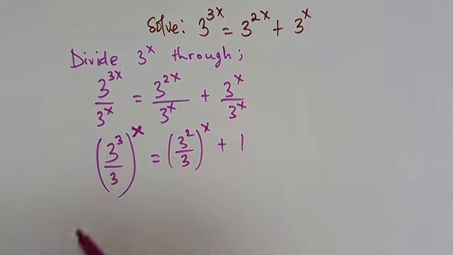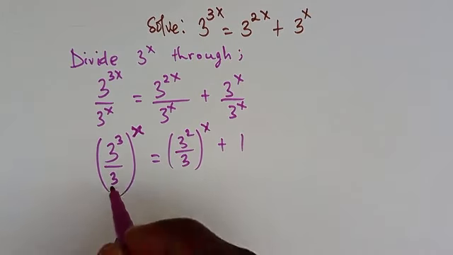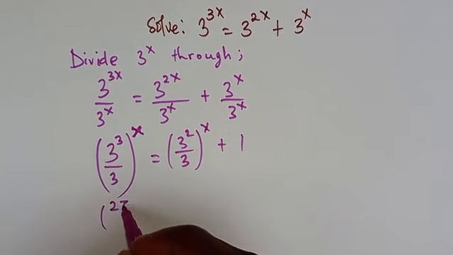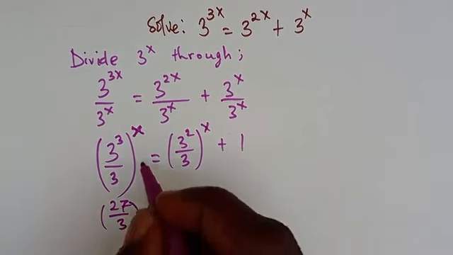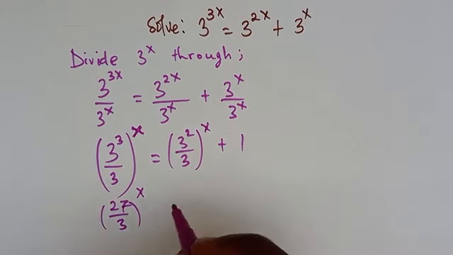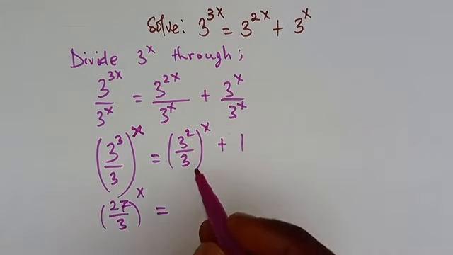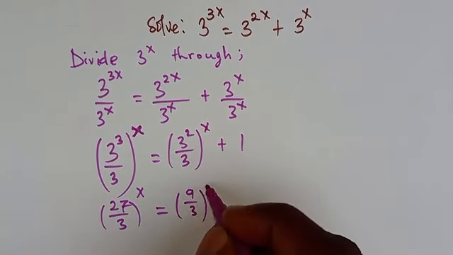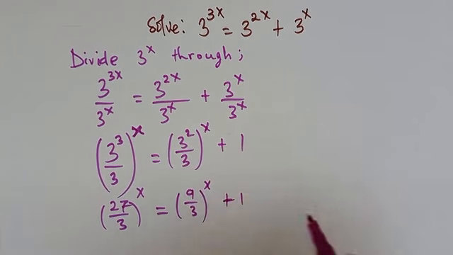So what am I going to do here? 3 to power 3 gives me 27, then over 3, then to power x, then equals, I have what here? 3 to power 2 is 9, over 3, then I have x, then plus 1. Are you getting it now?